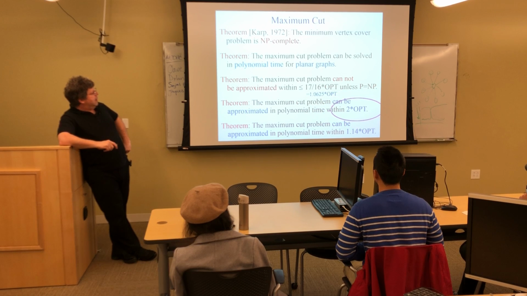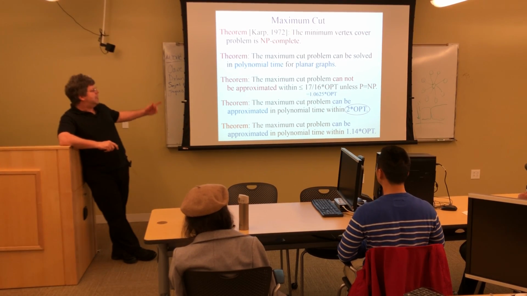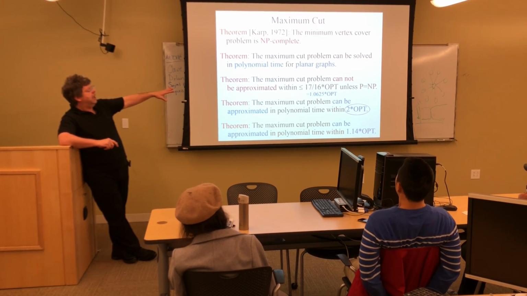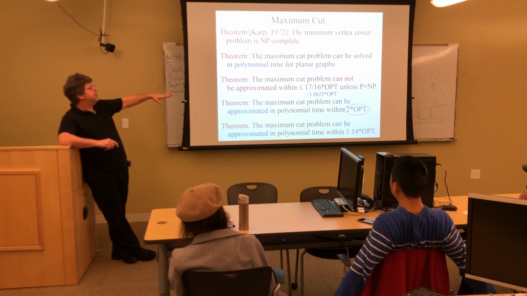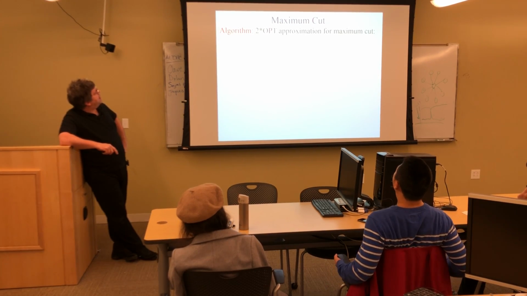And by the way, this is 1.06, right? So we can achieve 1.14. We cannot achieve better than 1.06. And I'm going to show you two times optimal because that's easy to do. This one is much harder to do. And negative proofs like this, negative results showing that you can't do better, are usually really complicated, requiring many, many pages or dozens of pages of argument.